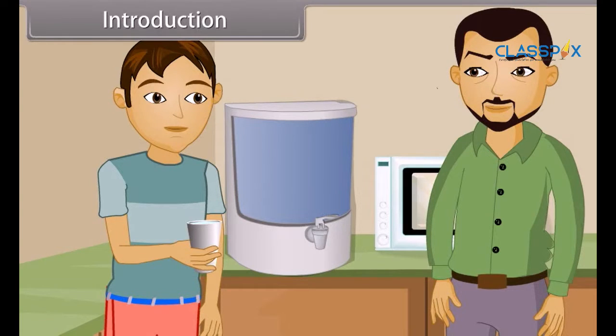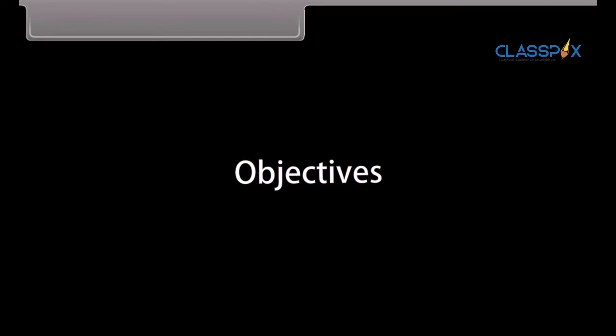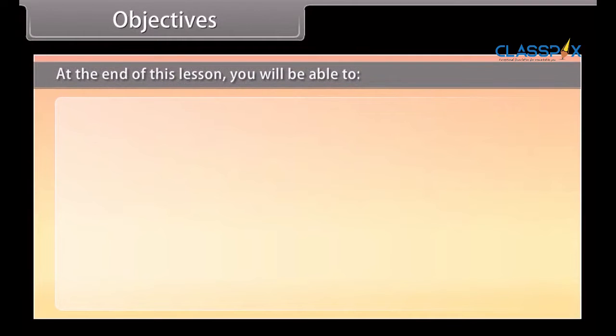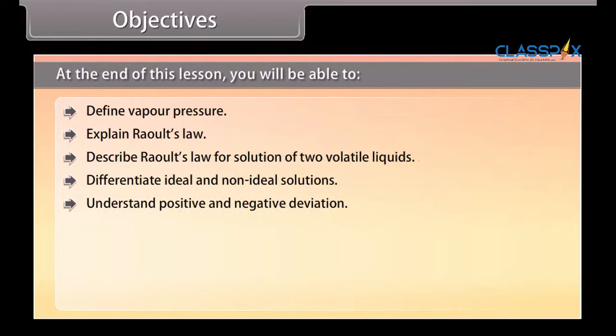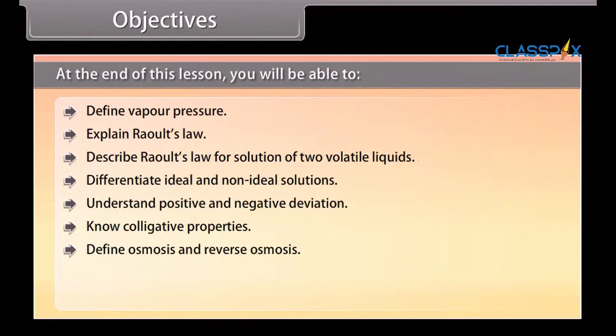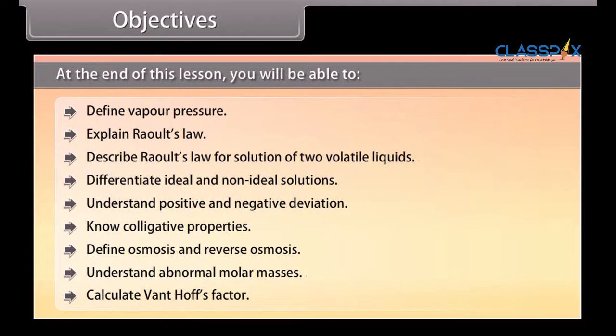Students, today we will study more about solutions. Objectives. At the end of this lesson, you will be able to define vapor pressure, explain Raoult's law, describe Raoult's law for solution of two volatile liquids, differentiate ideal and non-ideal solutions, understand positive and negative deviation, know colligative properties, define osmosis and reverse osmosis, understand abnormal molar masses, and calculate Van't Hoff's factor.